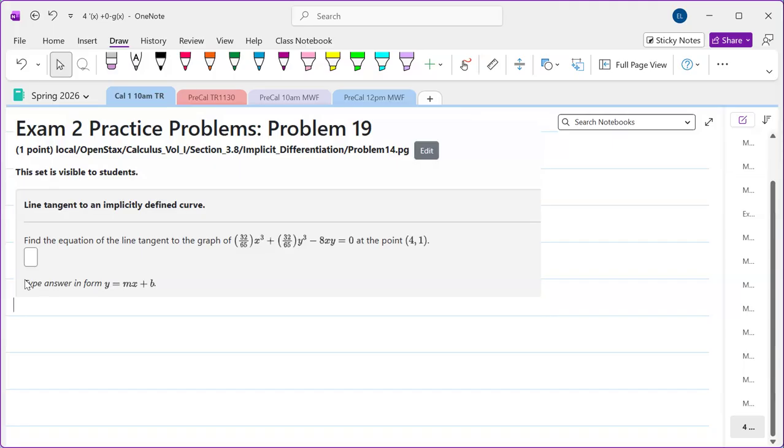All right, so we want to figure out the equation of the line tangent to this graph at the given point. That point is an x value and a y value. To figure out the equation of the tangent line, I have the point. I need to know the slope of the tangent line. The slope of the tangent line comes from the derivative. So we are going to take the derivative of that crazy looking function.